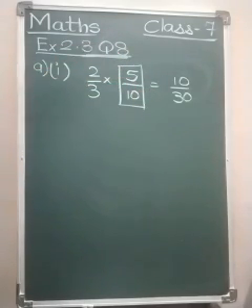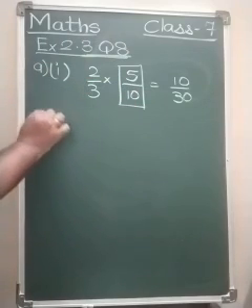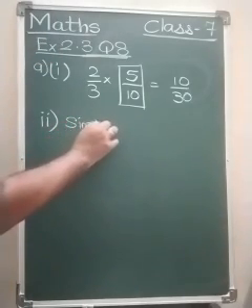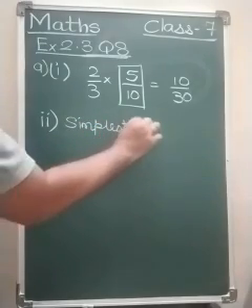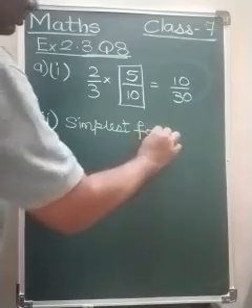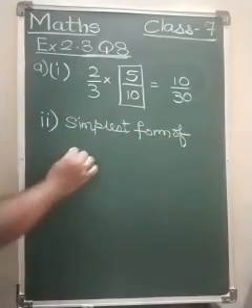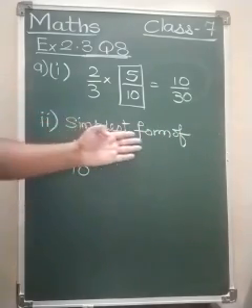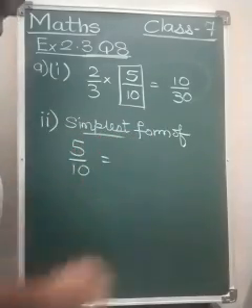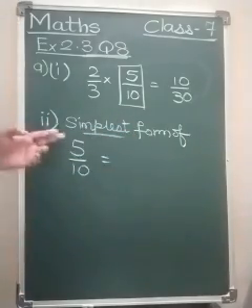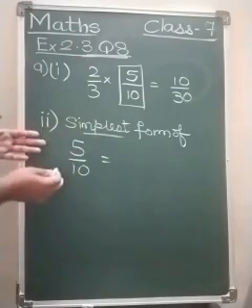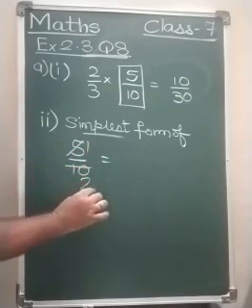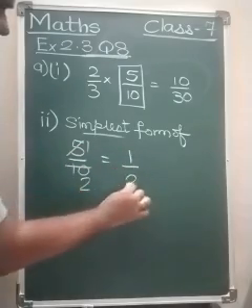And one more question they have asked below that. The second question they have asked is the simplest form of 5/10 equals to. The spelling may be wrong, you please check it. Simplest form means we have to reduce this. The common factor is 5. 5 1s are 5, 5 2s are 10. So the answer would be 1/2.